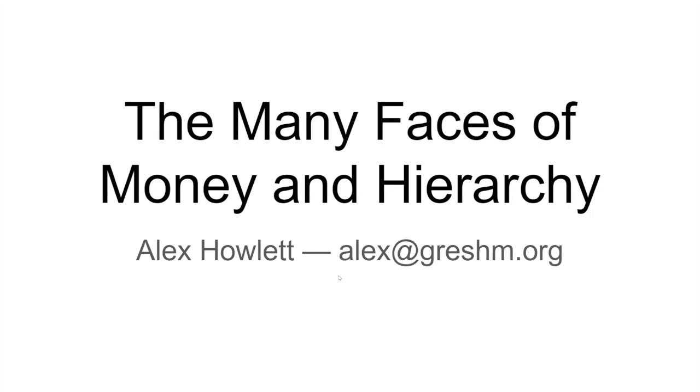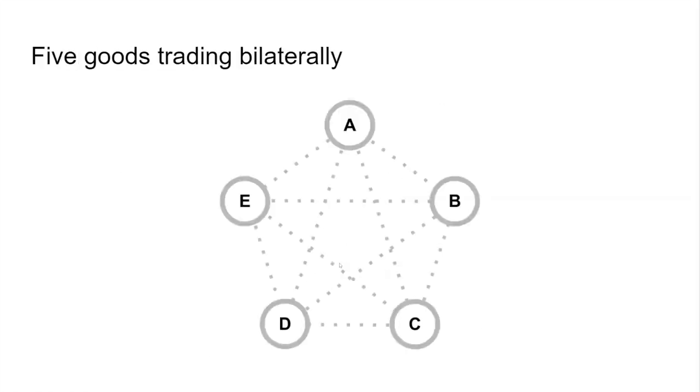Oops, how do I go to the next one? There we go. Okay. So this is five goods trading bilaterally. There's no money. So each of these gray circles is a good, and then they're connected with these dotted lines, which represent prices. And the dotted line, my convention in here is the dotted lines represent prices that are free to move. So it's floating prices.